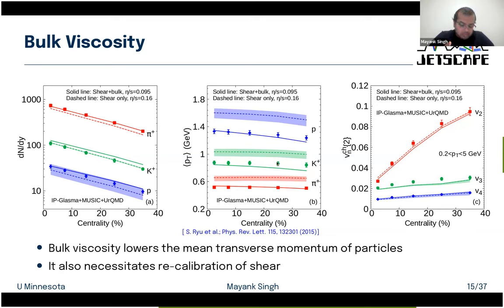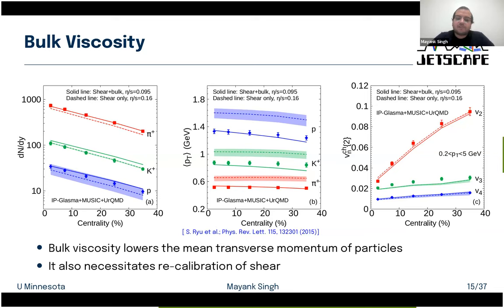And so, some quantities are more sensitive because bulk viscosity sort of acts in an isotropic way. It's just slowing down the expansion, and so this is the measure of the average momentum of each particle, and something like that will be directly affected by bulk viscosity. Particle spectra will be affected by bulk viscosity because it's producing more entropy, hence you produce more particles. But in many other observables, the effects of bulk viscosity will sort of be canceled out.